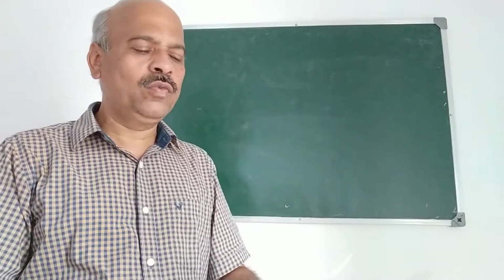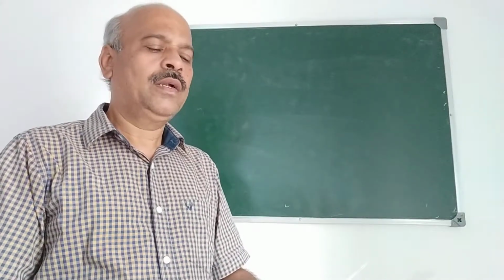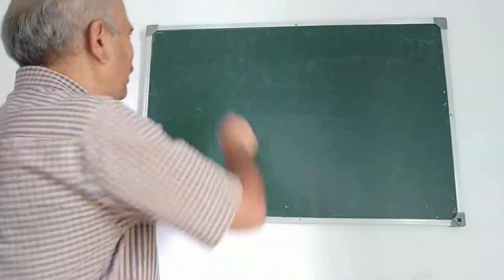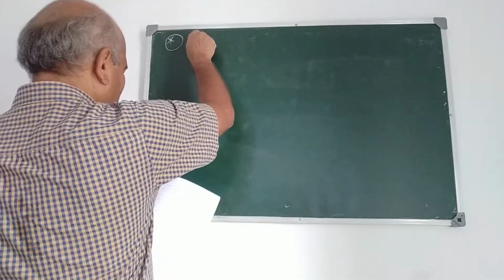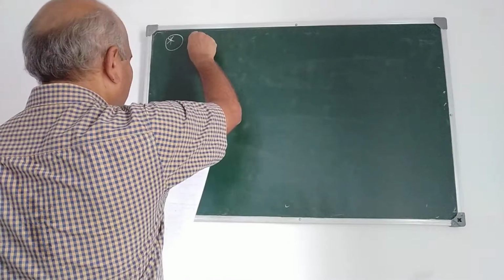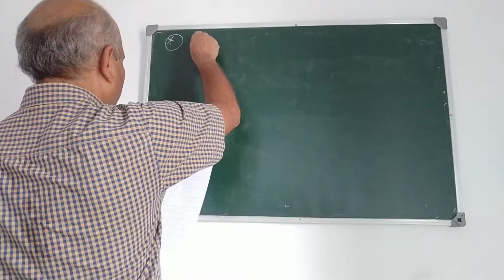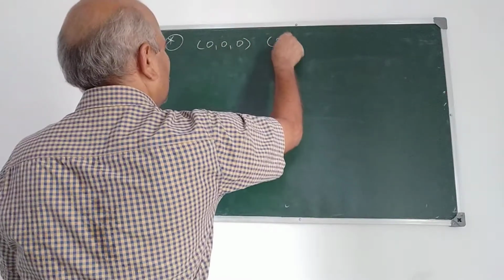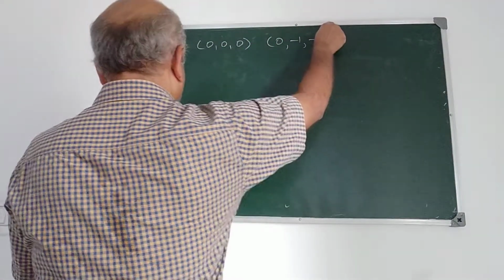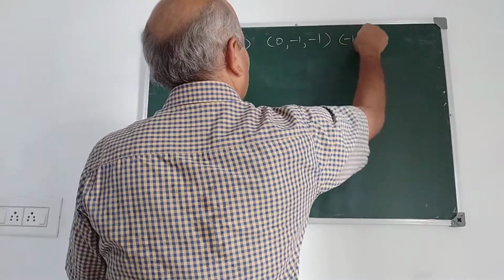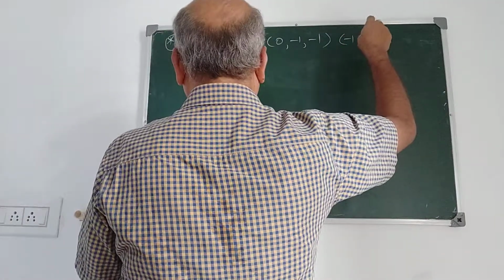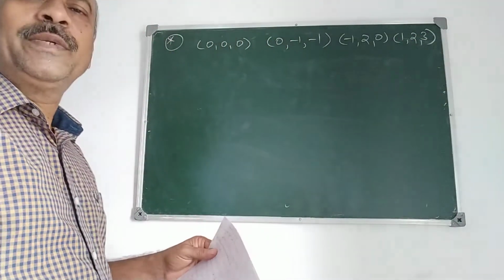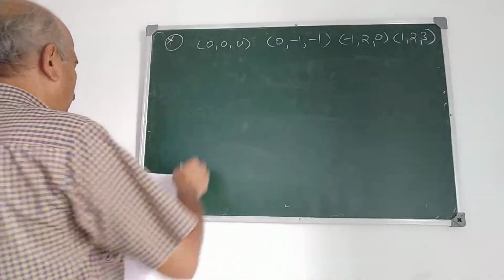And back substituting we will get w and d. That is the procedure. Now, some more examples are there. I leave this as homework. Find the equation of the sphere passing through 0, 0, 0, 0, 1, minus 1, and minus 1, 2, 0, and 1, 2, 3. Find the equation of the sphere passing through these 4 points.